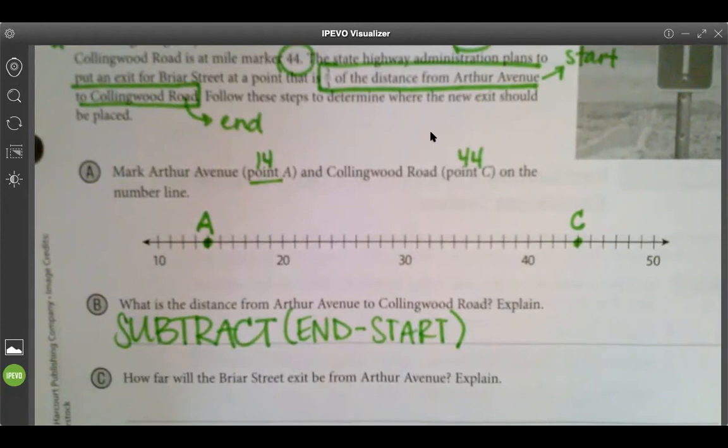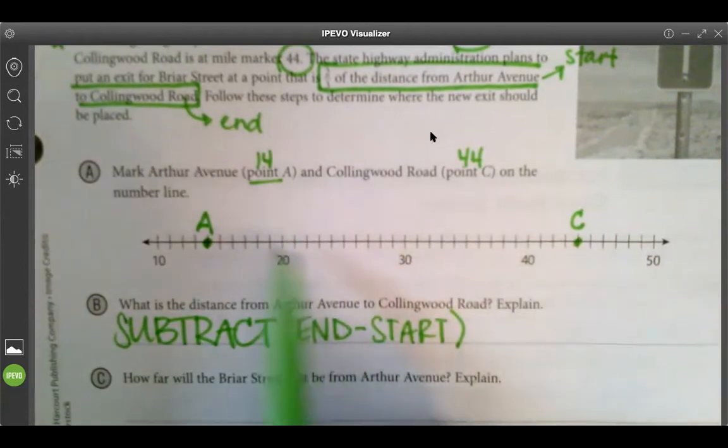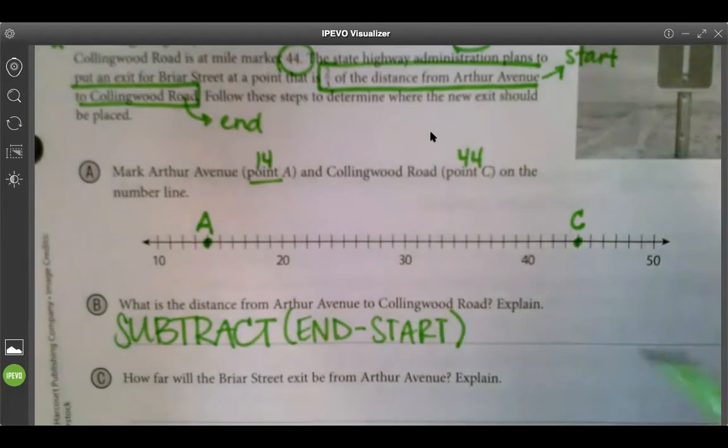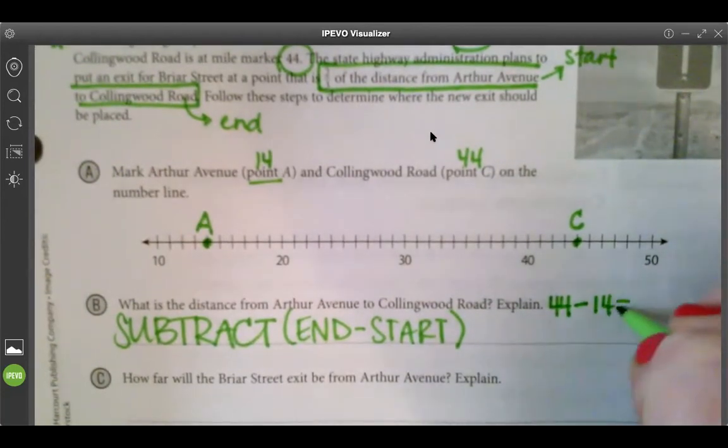In some instances, when you find the distance or the difference between 2 points, it doesn't matter. But as we've already discussed, in this kind of problem, distance, the direction does matter. Because if I'm going 2/3 from here to there, it's going to be somewhere in here. But if I spin it around, puts it on the other end of the line. So order does matter here. Subtract end minus start. So we ended at 44. We started at 14. So how far was it? 30 miles. Got it.